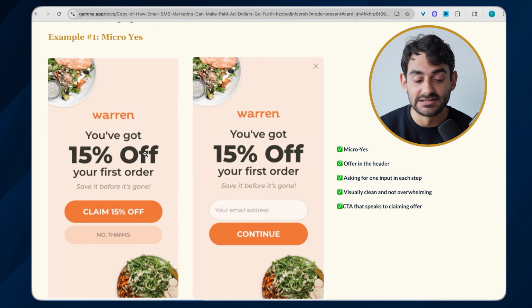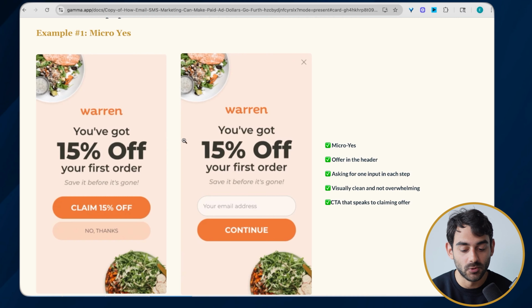So the first example is a micro yes form. Some people call it a micro commitment form. And essentially we're offering free value to someone in order to get them to make a micro commitment, give a micro yes, and then we ask what we want in return in the next step. So in this example, we have the micro yes, which is saying you've got 15% off. And before we ask for their email address, all we're asking them to do is just say, yes, I want that. So they're saying claim 15% off here.